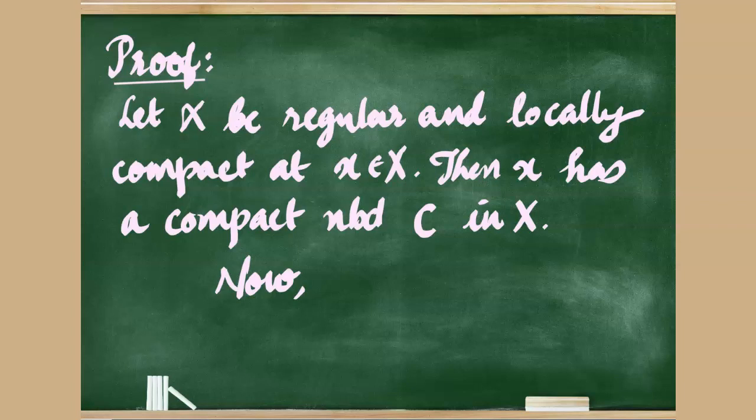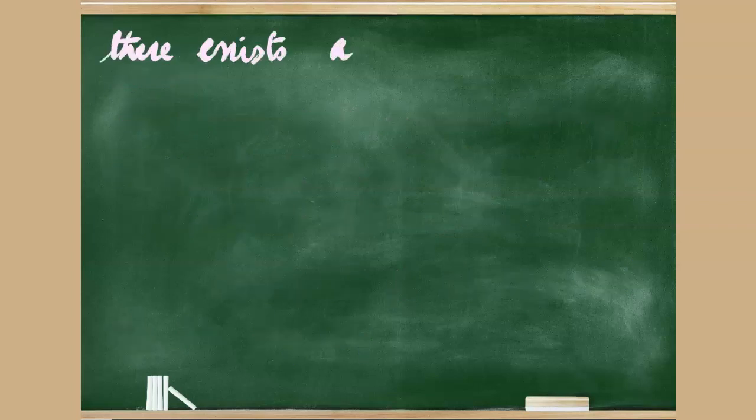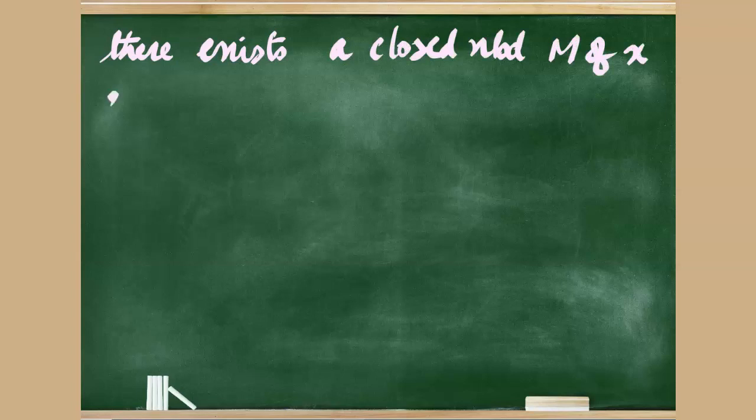show that for any neighborhood of small x, there will exist some compact neighborhood of small x which is contained in the previous neighborhood. Let us consider an arbitrary neighborhood, say U. Since the space is regular, there will exist a closed neighborhood, say capital M, of the point small x such that capital M is contained in U. This is obtained from a characterization of regularity.